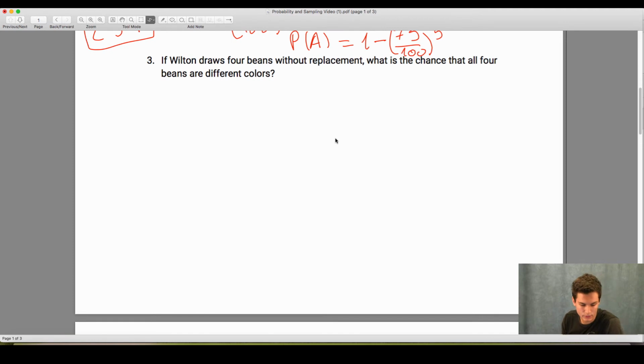Now moving on to the last sub-question. So now Wilton draws 4 beans without replacement, so the problem changes again, and we're asked to find the chance that all 4 beans have different colors.